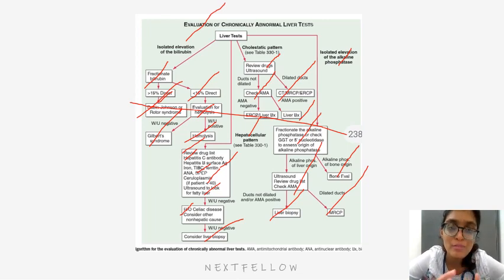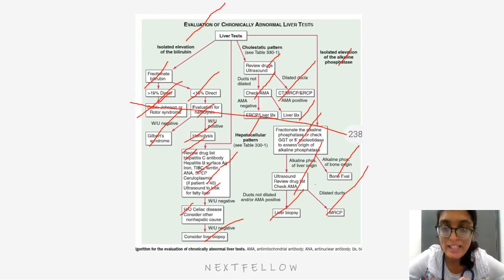But if it is more of direct hyperbilirubinemia and the workup goes in favor of Dubin-Johnson or Rotor syndrome, or if it is more of a cholestatic pattern, then you will do an ultrasound to see if the ducts are dilated or not. If dilated, it is more of an obstructive cause. For that, you will do a CT, MRCP or ERCP. If the ducts are not dilated, then you will check antimitochondrial antibody. If it is negative, again you will do a liver biopsy.